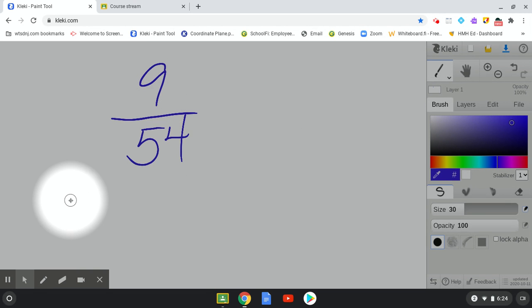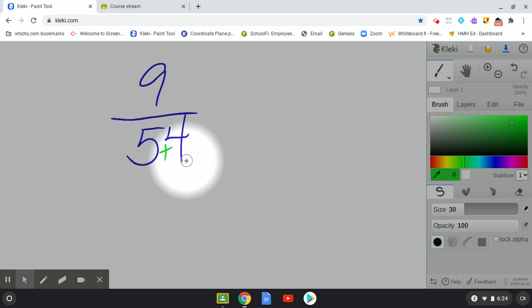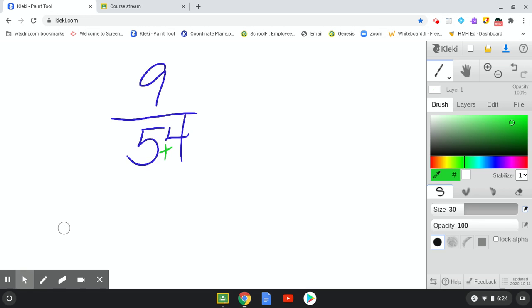Well, let's think of the 3 rule. Add the sum of the digits. 5 plus 4 is equal to 9, and 9 is divisible by 3, so that means 54 is divisible by 3. So I know I can divide both of these by 3 to simplify my answer. This is the reason why knowing the divisibility rules comes in really handy. So 9 divided by 3, or 3 times what equals 9, and that's 3.